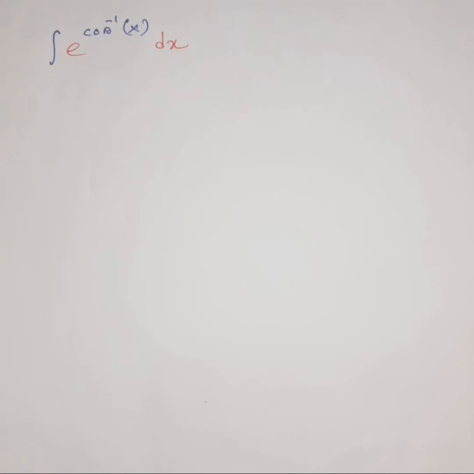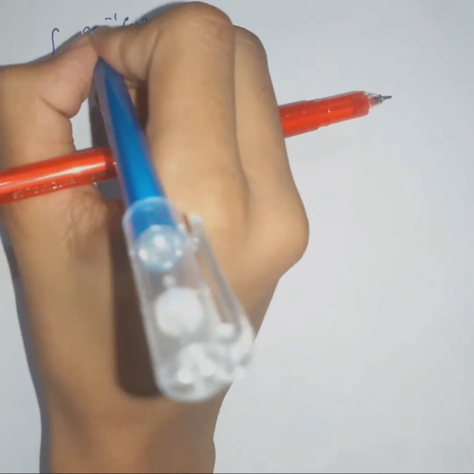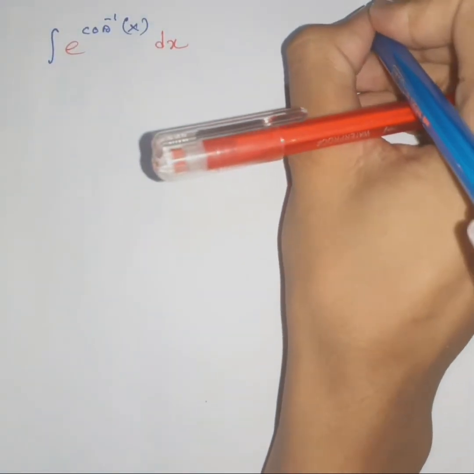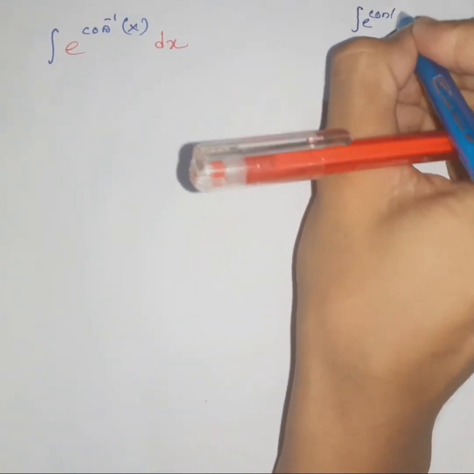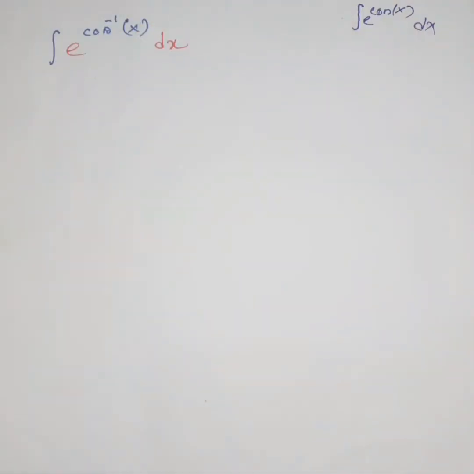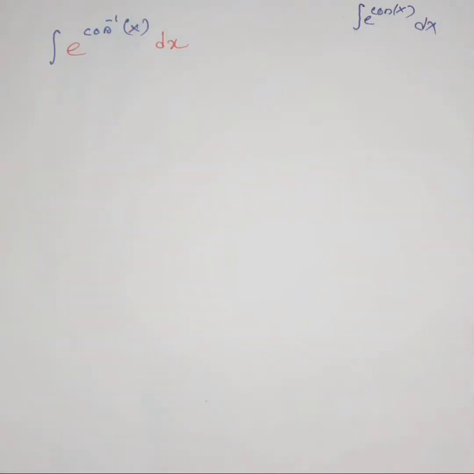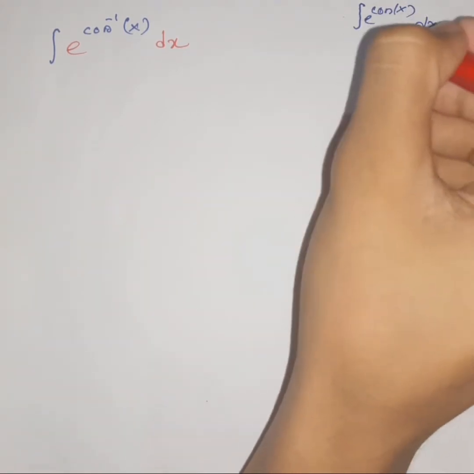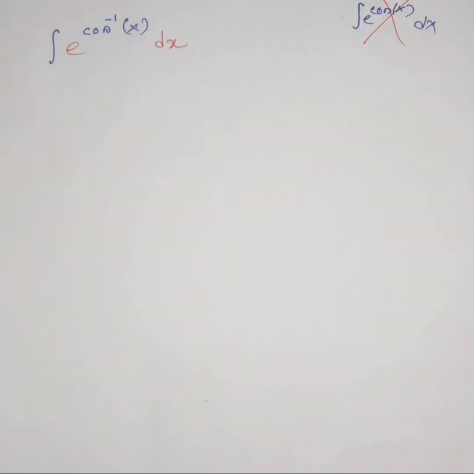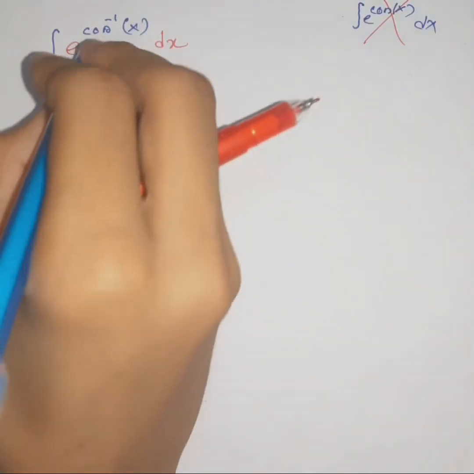Okay, thanks for watching. In this video we will be integrating e raised to the cosine inverse of x dx. Before that, let's look at this integral, the integral of e to the cosine x dx. Well, this is not doable. We don't have any elementary function to do this one, so this can't be done. Anyway, let's get back to here.